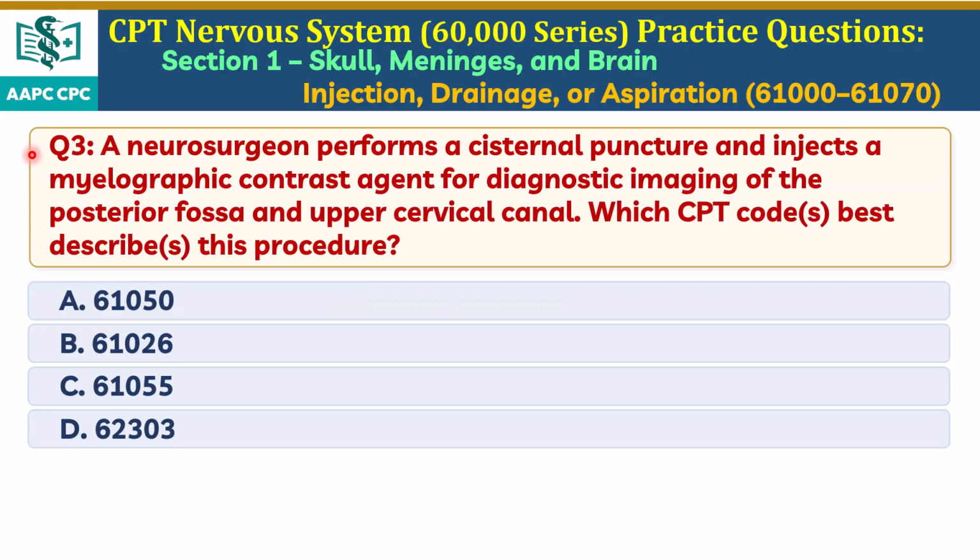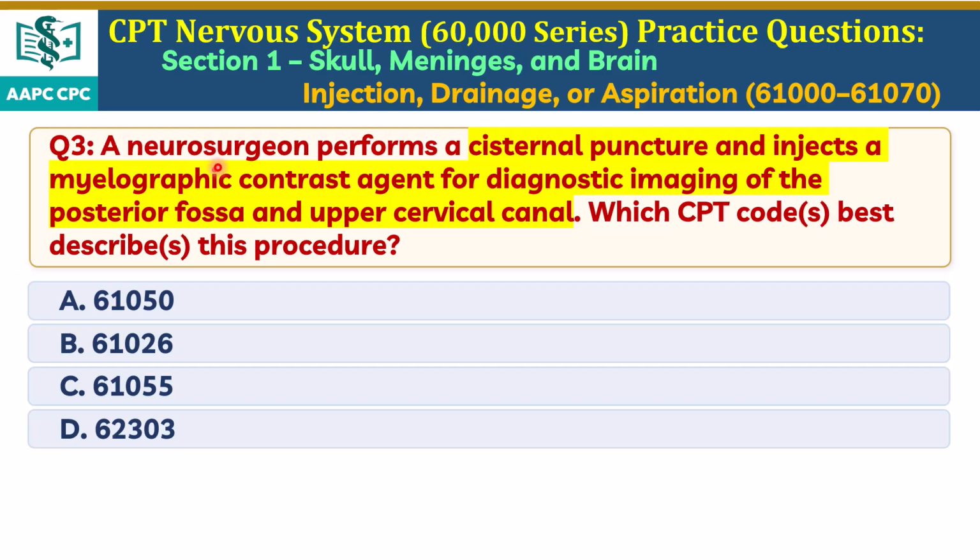Question number 3. A neurosurgeon performs a cisternal puncture and injects a myelographic contrast agent for diagnostic imaging of the posterior fossa upper cervical canal. Which CPT codes best describe this procedure? So there are 4 answers available. Take your CPT code book and find the answer.